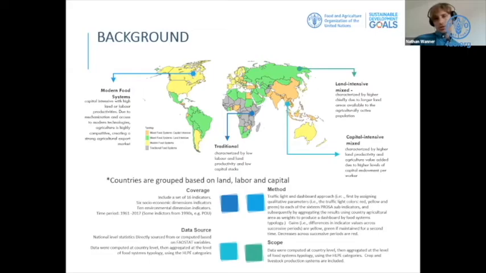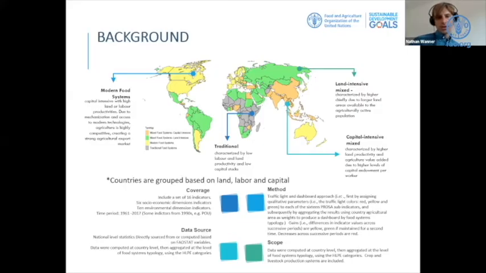The traditional food systems typology, on the other hand, is characterized by both low labor and land productivities and low capital stocks. The two mixed typologies are split between land intensive and capital intensive. The land intensive is characterized by higher productivity due to larger land areas which are available to the agriculturally active population, whereas the capital intensive are characterized by higher land productivity due to the increased use of agricultural inputs, and higher levels of capital endowment per worker. Okay, now that's how the countries are grouped in the four different typologies.